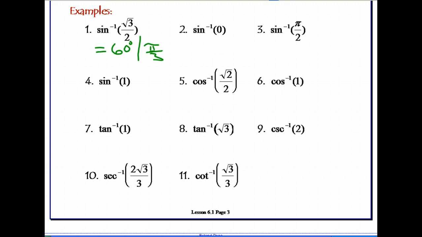Next one, sine inverse of 0. I want an angle for an answer. Where's my y coordinate 0? That angle would be 0. That could be degrees or radians.